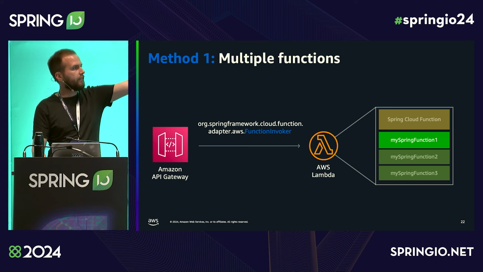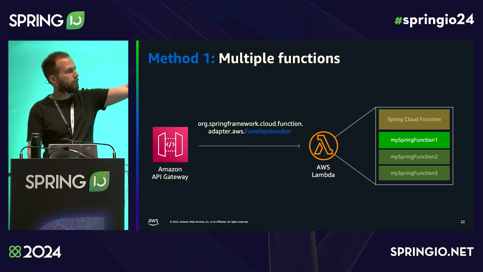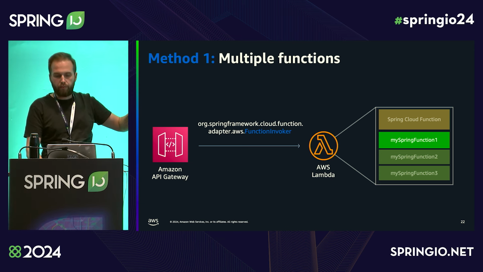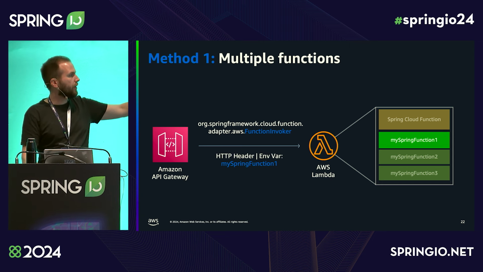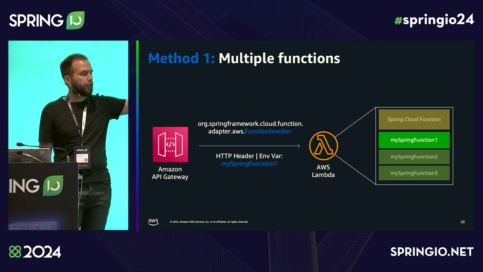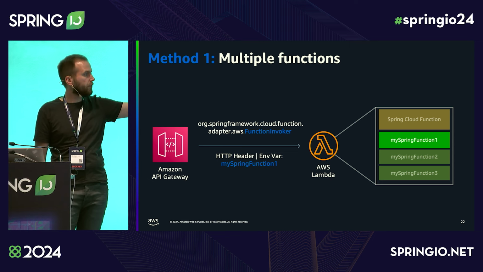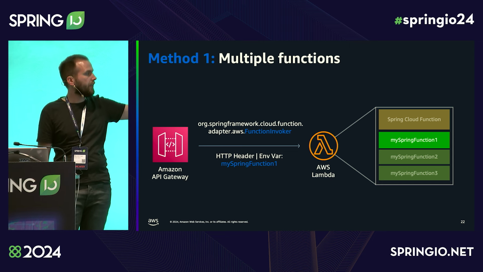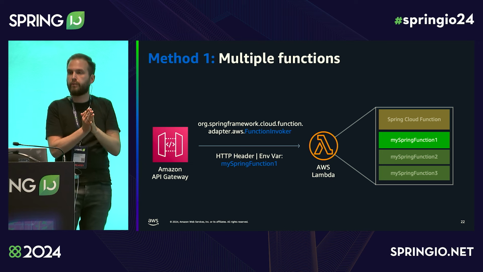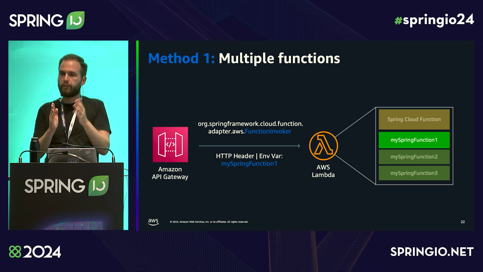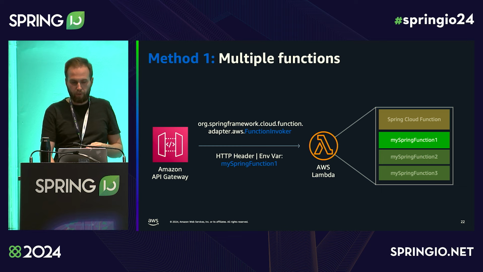The routing aspect is also quite cool because we now have that generic function invoker. Let's say we have three functions, MySpringFunction 1, 2, and 3, and depending on the request, we want to invoke a specific function. We can provide that with an HTTP header when we call the Lambda function, or an environment variable. Then, depending on that, the function invoker knows which specific function to call. You're quite flexible here with the function invoker.